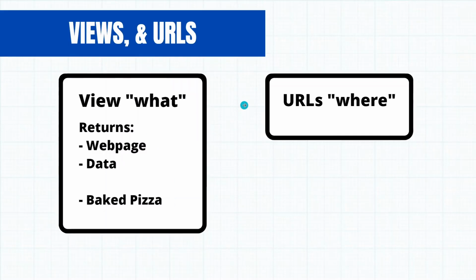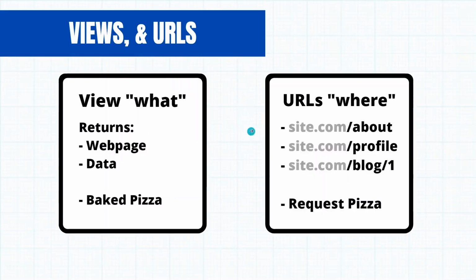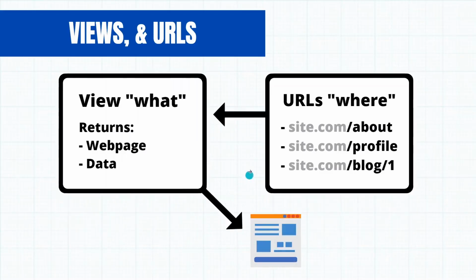And URLs, being the where, are locations on the website, like /about, /profile, /blog/one. In the restaurant example, it could be like going to the counter and requesting the pizza. And it's important to note that URLs and views work in pairs. So /about works in pair with a specific view, /profile would work in pair with a specific view, and /blog/one would work in pair with a specific view.